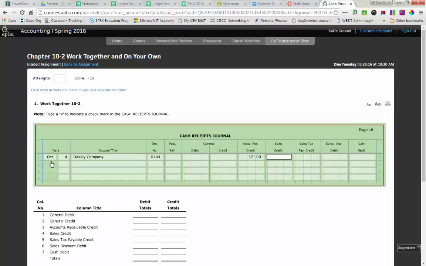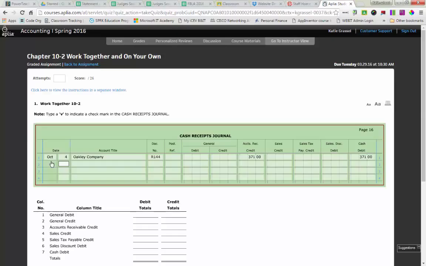So accounts receivable is going to go in for $371. There is nothing stated here about a discount. At the time that Oakley Company purchased the merchandise from us, that's when we recorded our sales tax. So we just have to go in right now and put in $371 here for cash. So that's a really nice, short, simple transaction. When we receive money from a customer, this is how we'll record it.